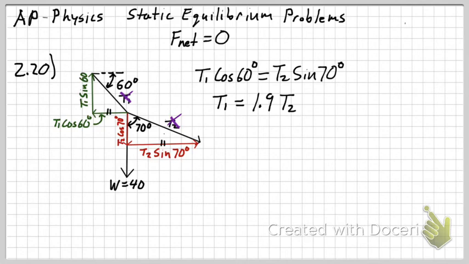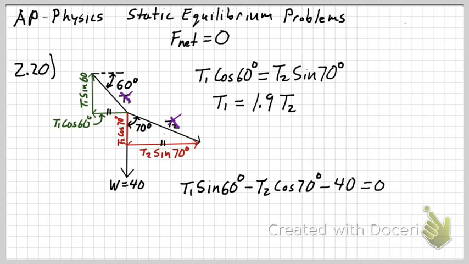Now let's look at all of our vectors that are operating up and down, and see what's going on there. Okay, so I have three vectors. I have the vertical component of T1 pulling up, the vertical component of T2 pulling down, and the weight pulling down. Our physics is done. Now what we have left is algebra.